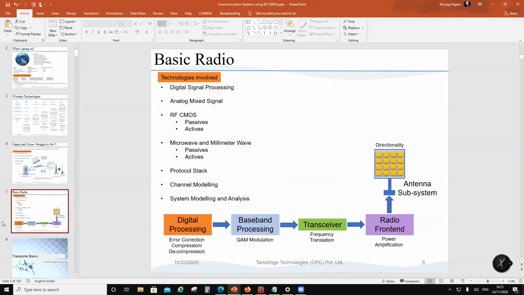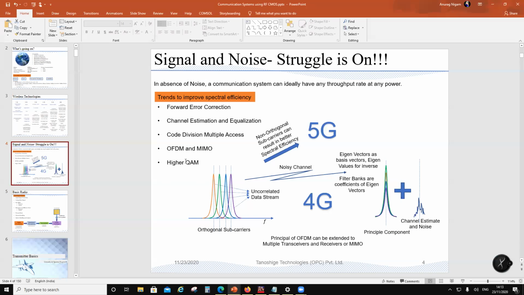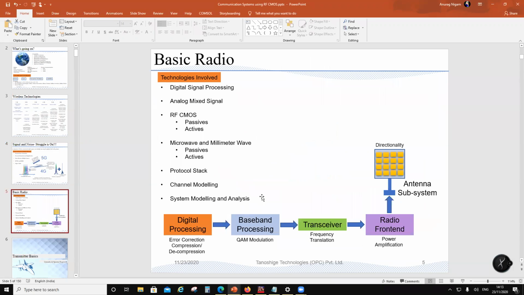So now we understood what a QAM is, and why the data rate goes up. We understood what OFDM and MIMO are. We understood what CDMA is. There are two flavors of CDMA again. One is called frequency hop spread spectrum. This is all basic classic material you can find in any book. The other is direct sequence spread spectrum, where instead there is a chip signal which is used. Okay, so let's look at the basic radio.